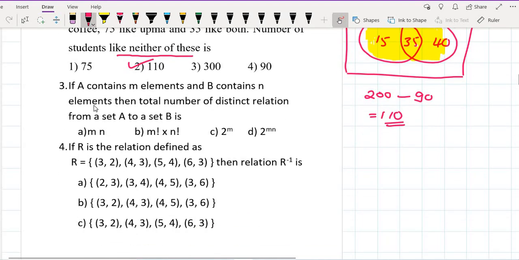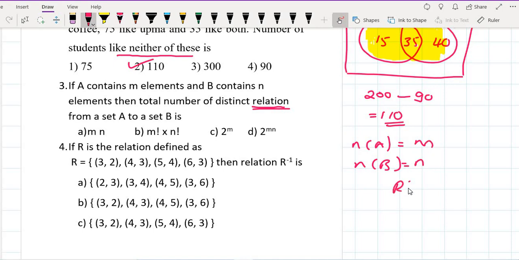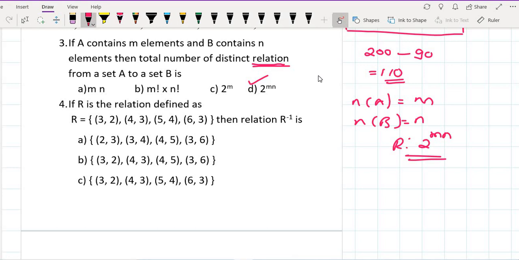Consider the third question. If A contains m elements, B contains n elements, then the total number of distinct relations from the set A to the set B. See, it is the number of relations we can form. It is given that n of A is m, n of B is n. So a relation is a subset of A cross B. So A cross B has m into n elements, that means mn elements. So the number of subsets is 2 to the power mn. So the number of relations we can form from the set A to the set B is 2 to the power mn. So if we compare with the options, answer D matches.